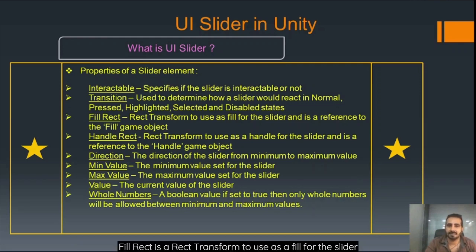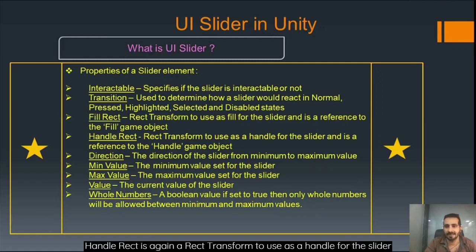Fill rect is a rect transform to use as a fill for the slider and is a reference to the fill game object which is created when you create a slider component in Unity. Handle rect is again a rect transform to use as a handle for the slider and is a reference to the handle game object which is created automatically when you create a slider component in Unity.